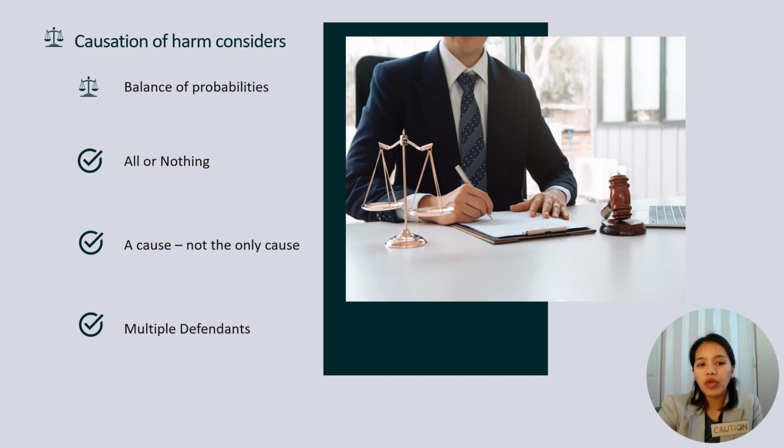Number four, we have multiple defendants. Joint and several liability means that all the defendants are liable, but the plaintiff is entitled to decide how much compensation will be collected from each defendant. Joint liability means that all of the defendants are liable for the same tort. Several liability means each defendant is individually liable to the plaintiff for the entire amount.